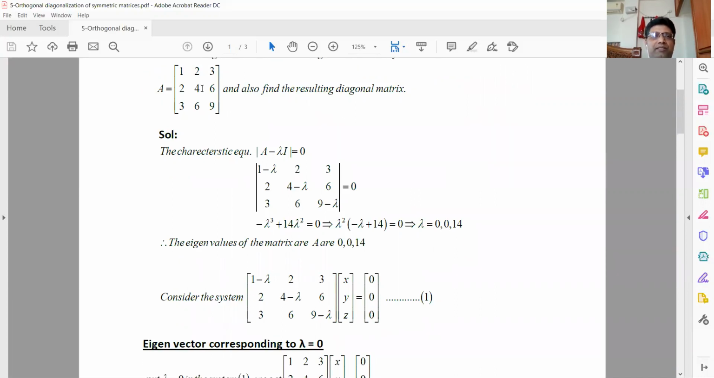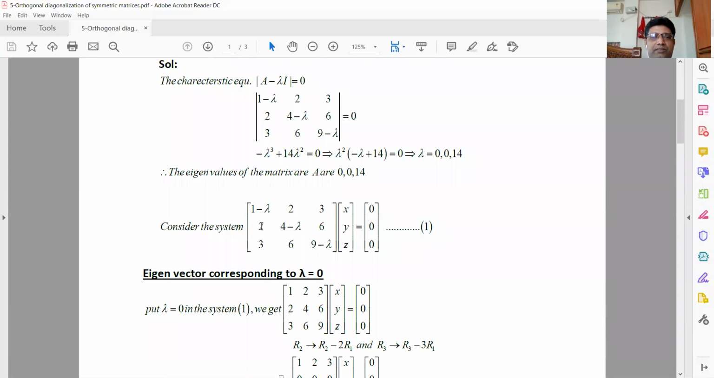So this is the given matrix A, 1 2 3, 2 4 6, 3 6 9. Clearly it is a symmetric matrix. So first I am calculating the characteristic equation. The formula is determinant of A minus lambda I equals to 0. Using this formula, we calculated and we got the roots lambda equals to 0, 0, 14. So repeated eigenvalues we got. Now consider the system 1 minus lambda, 2, 3, 2, 4 minus lambda, 6, 3, 6, 9 minus lambda, times x, y, z equals 0, 0, 0. So this is the system.